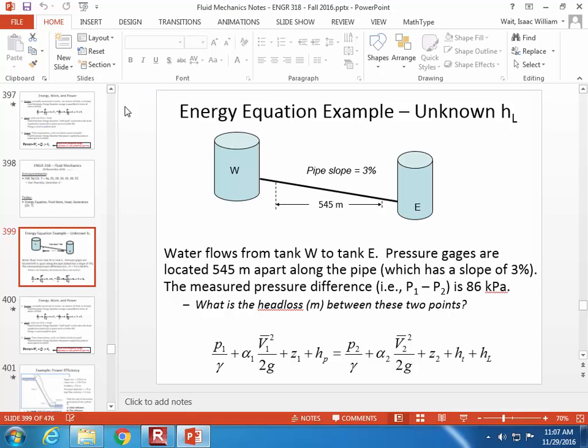Let me just mention one more thing. You'll notice the distance, 545 meters. That's the horizontal distance between the 2 points. And 3% is the slope, meaning that for every 100 feet or 100 meters of horizontal, there are 3 units of vertical change.